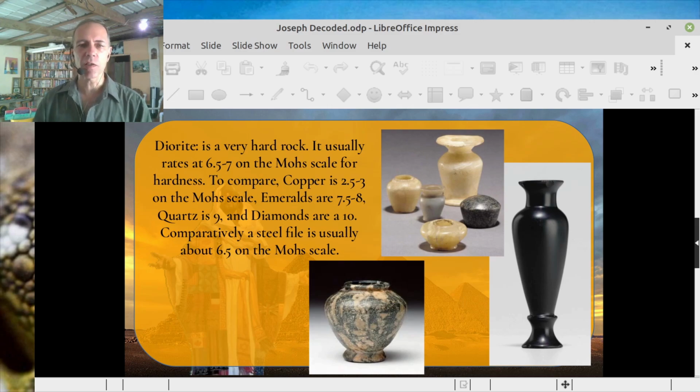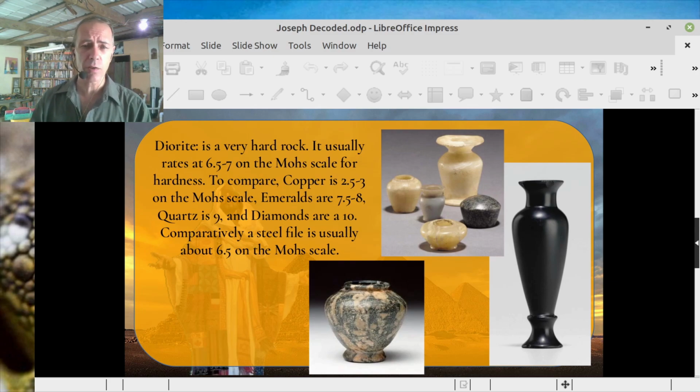And so, for instance, if something has a 5 on the Mohs scale, whatever this material is, whether it's a metal or a mineral or whatever, then it's going to require something higher than that. In other words, if this was a 5, it's going to require something 6 and up to be able to work it as a material. And so, as an example, to compare, copper is a 2.5 to a 3.